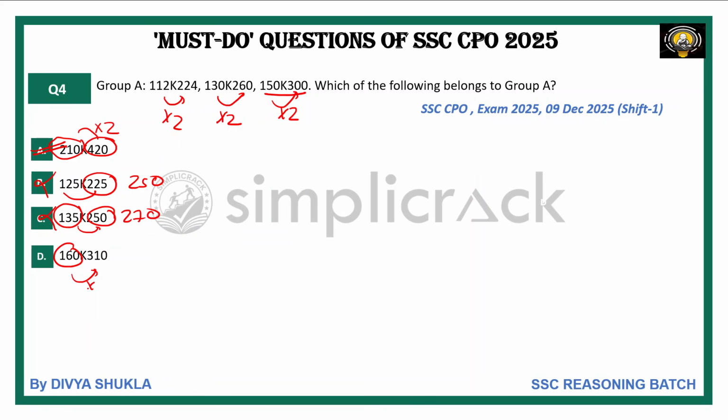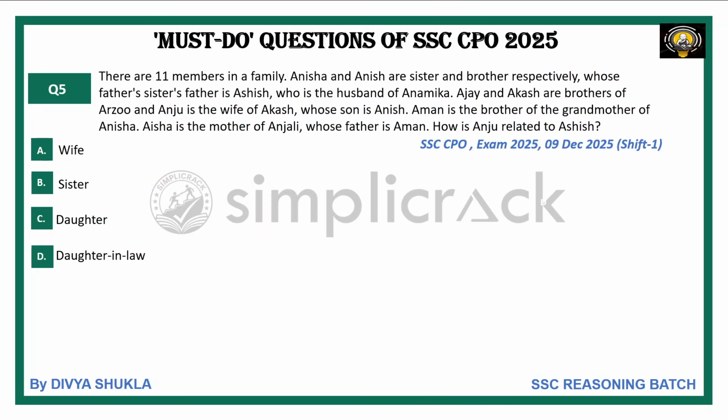160, if you multiplied by 2, you should be getting 480. This is again incorrect. I hope question number 4 is clear to all of you. Let's move to the next question.